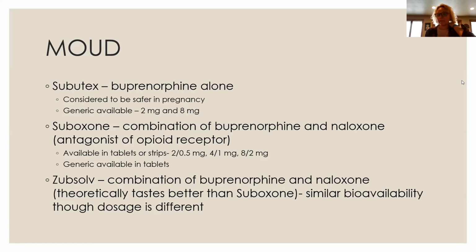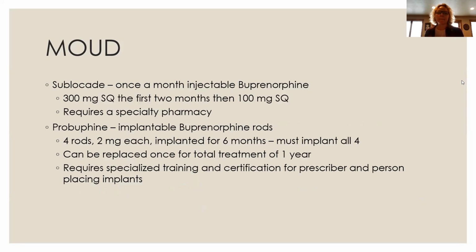Suboxone combines buprenorphine and naloxone. The naloxone piece is really only in there to prevent people from injecting it IV. So its bioavailability is very poor when taken sublingually. So that's the only reason it's really in there. And Zubsolv is the same medications, it just tastes better. And it's not currently on anyone's preferred formulary, so you're not going to see a lot of that.